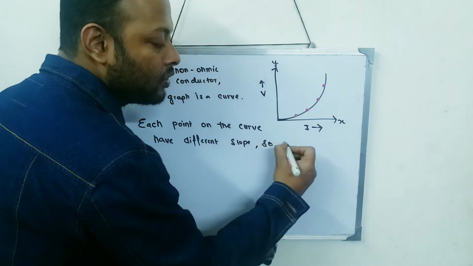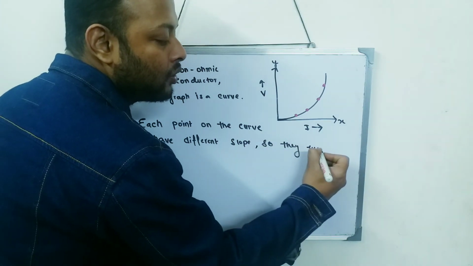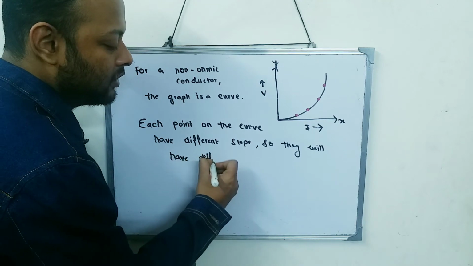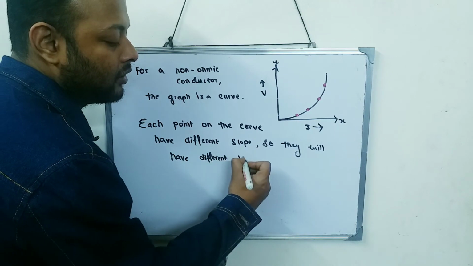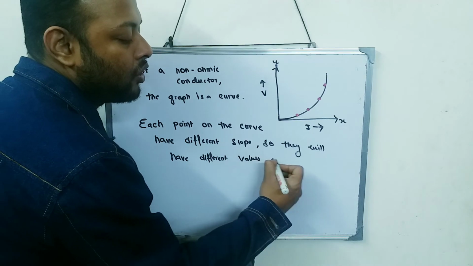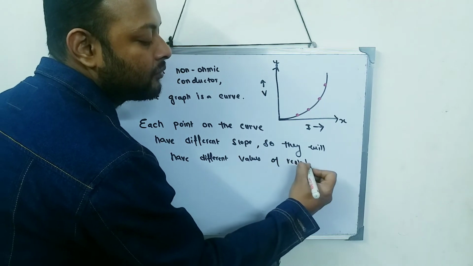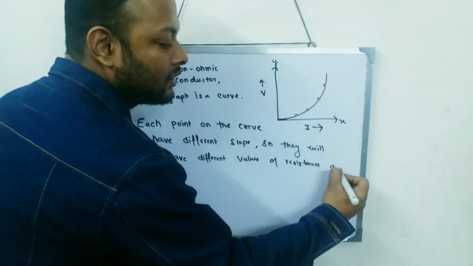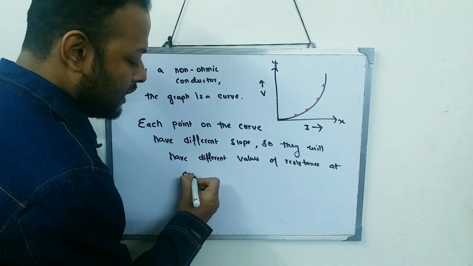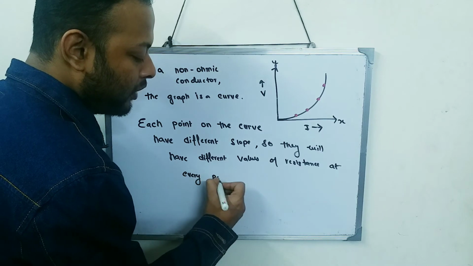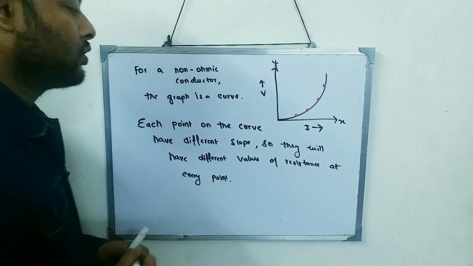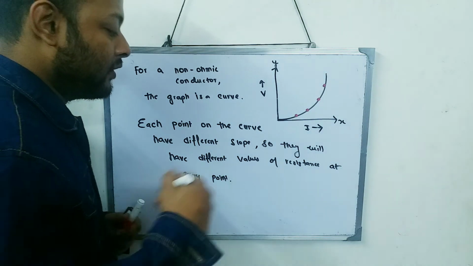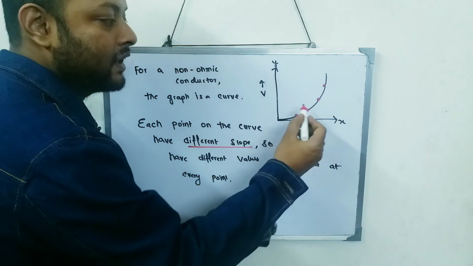So they will have different values of resistance at every point. So the important thing to note over here is that the graph has different slopes at each point.